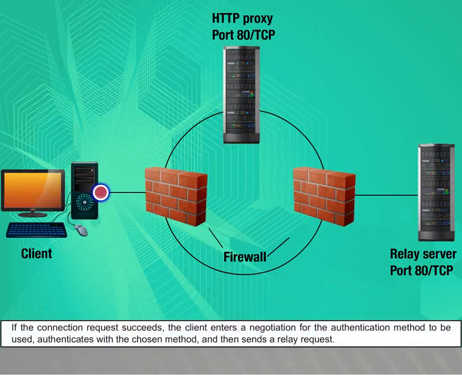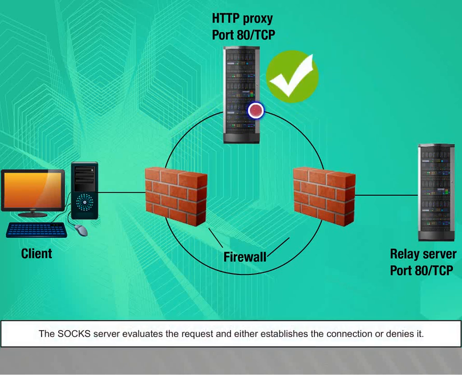If the connection request succeeds, the client enters a negotiation for an authentication method to be used, authenticates with the chosen method, and then sends a relay request. The SOCKS server evaluates the request and either establishes the appropriate connection or denies it.